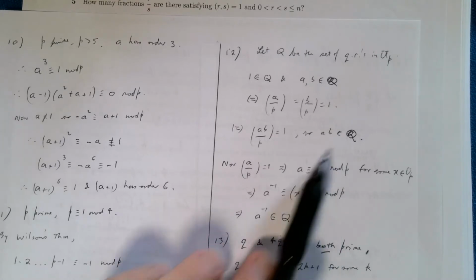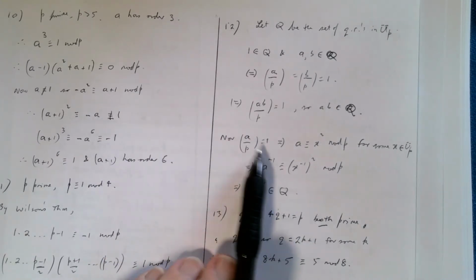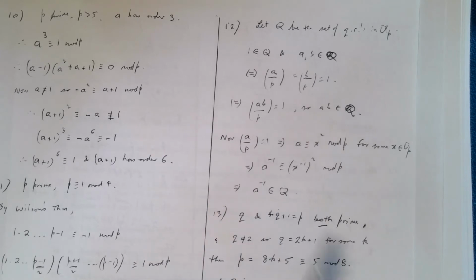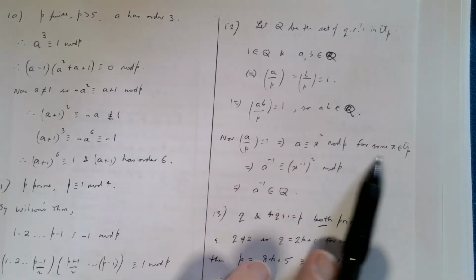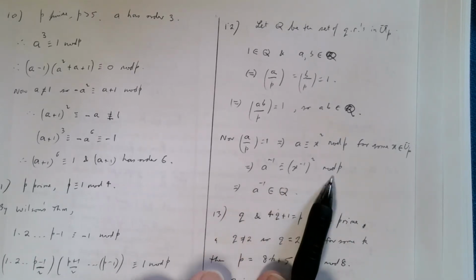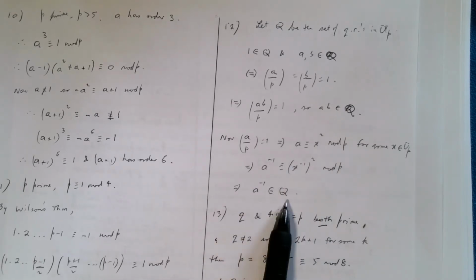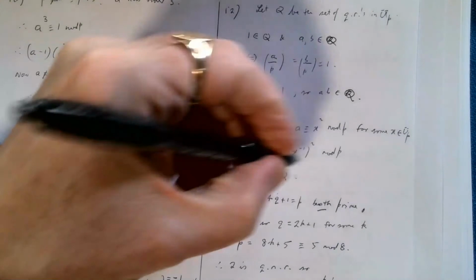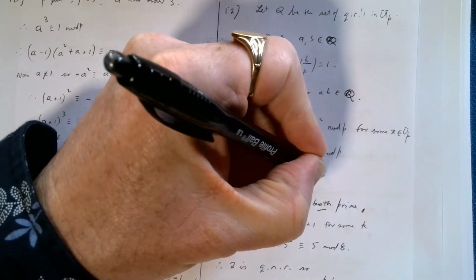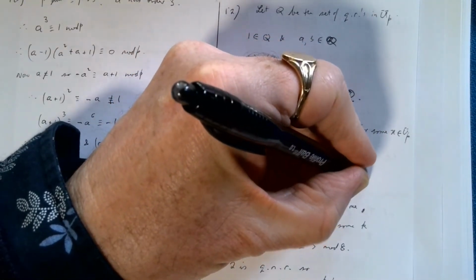Finally, associativity is obvious, we just need to check the inverses. If a over p is 1, that means a is a square modulo p, so a is x squared for some x in U_p. So the inverse of a is x inverse squared mod p, and that means a inverse is a square, so a inverse is in the set of quadratic residues, and therefore Q is a subgroup of U_p under multiplication, of course.